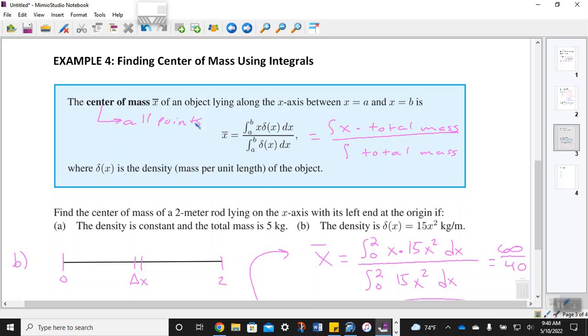What do you guys think? Kind of okay with that formula for finding center of mass? Yeah. Well, let's pretend we're not dealing with just a rod anymore. Let's pretend we're dealing with something completely different, like maybe we have a shape that's positioned on the x-axis. So we've got to figure that out.